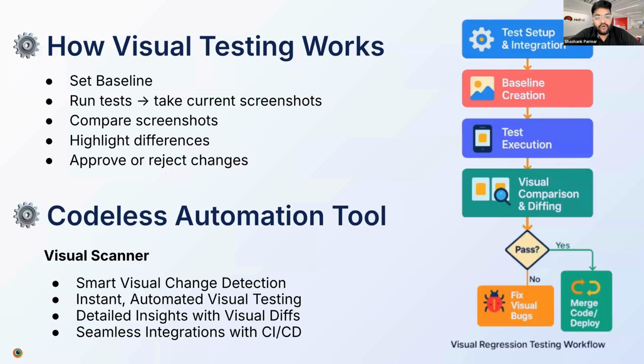When we talk about instant automation, we can automate this visual testing process instead of relying on human intervention. Apart from this, it gives detailed insights with visual differences, highlighting exactly where the issue is, and it will send it to us. We can integrate the same into any CI/CD tool.